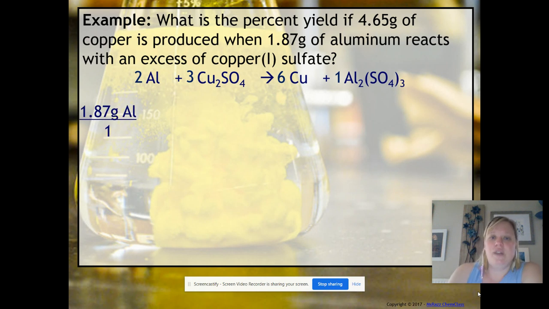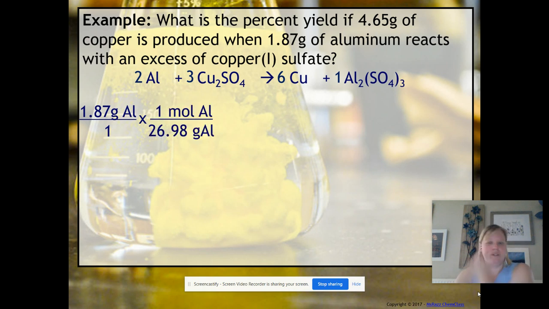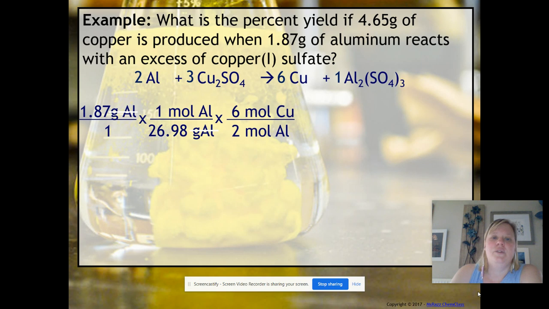We're going to start off with how much would be predicted to be produced when we start with 1.87 grams of aluminum. Okay, we have excess copper, so that tells us that the aluminum is the limiting reactant. We're given grams, so we have to turn our aluminum into moles. So we use our molar mass. We use our mole ratio of aluminum to copper, all right? Because that's what it asks.